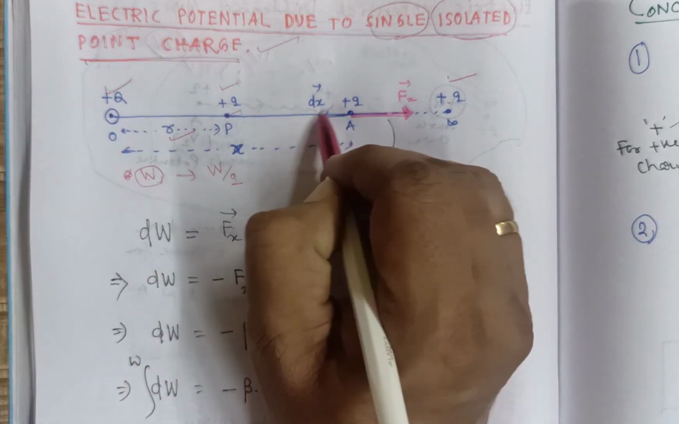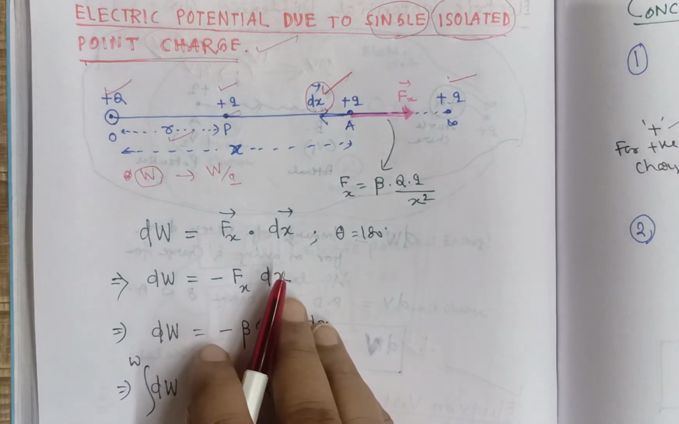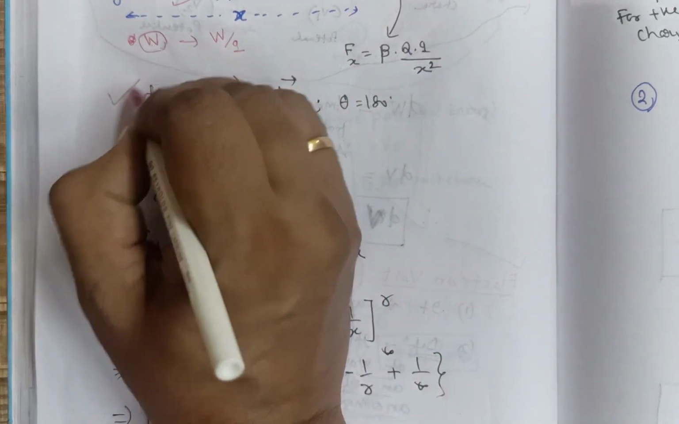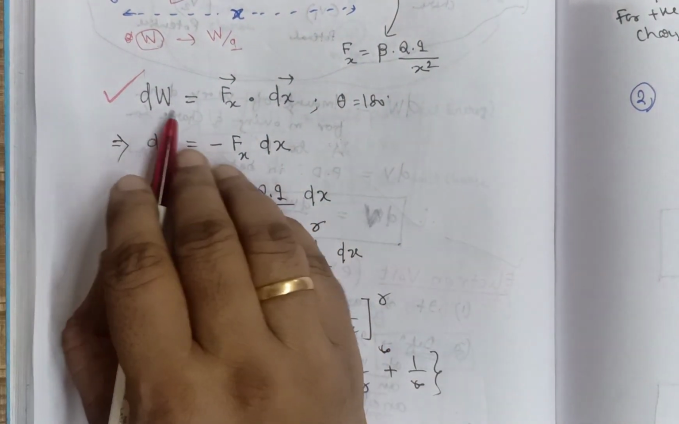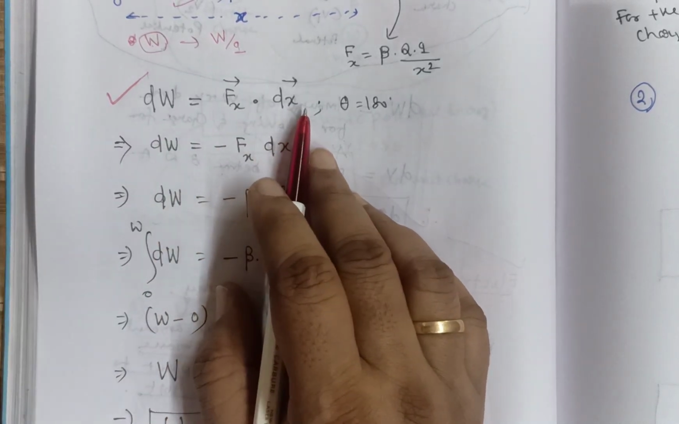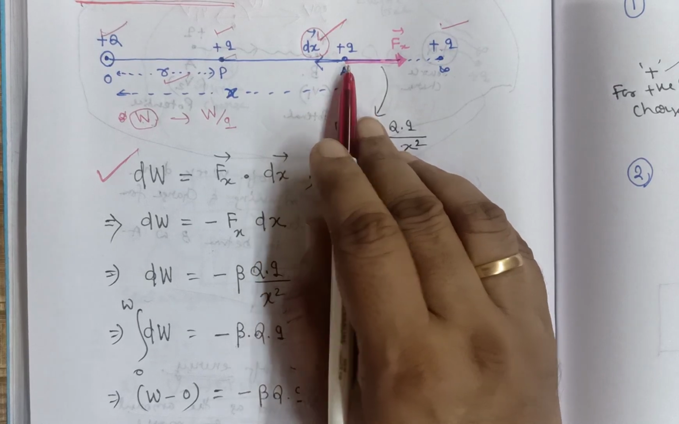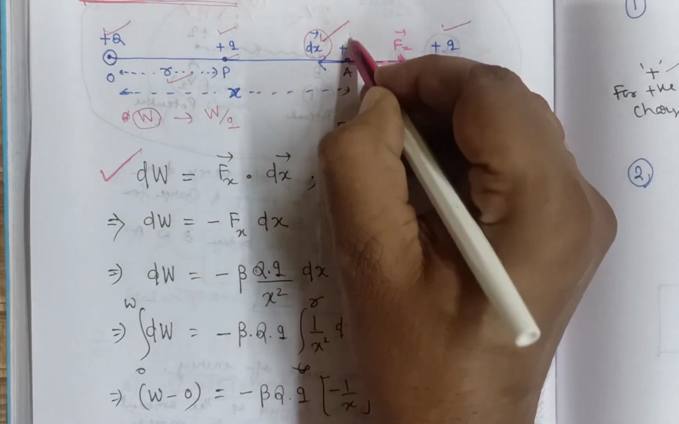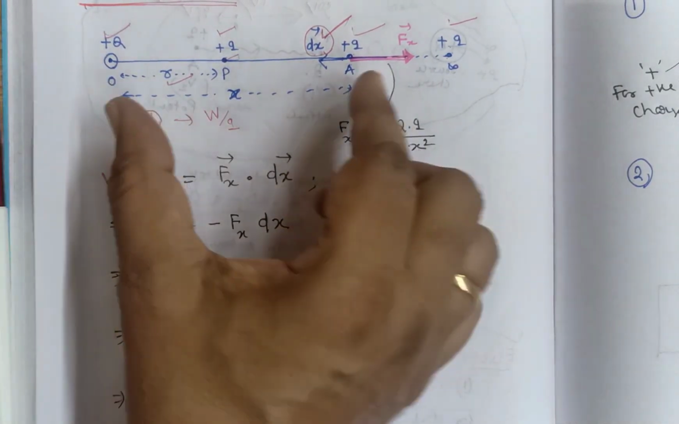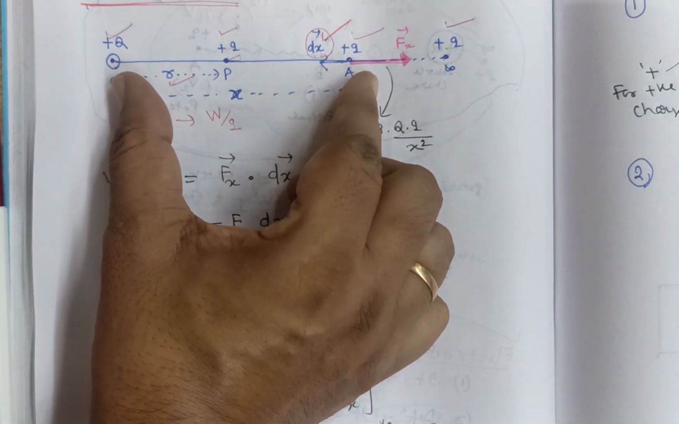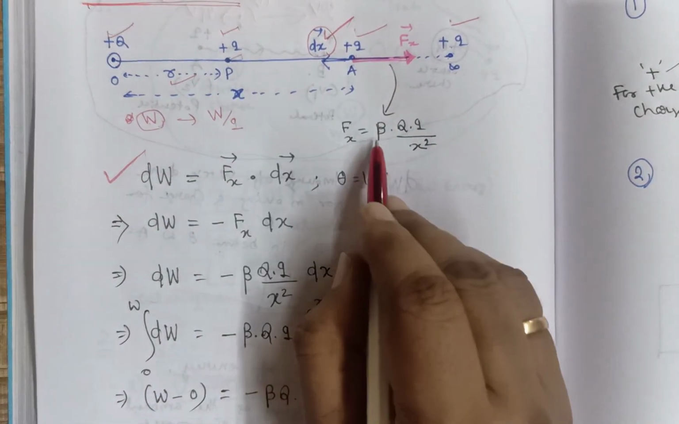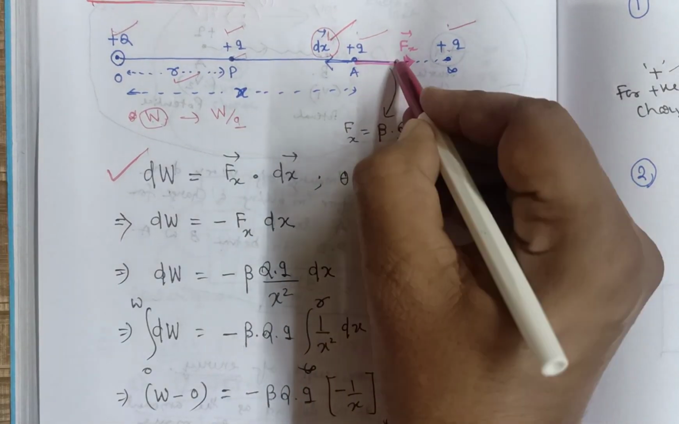First we calculate the work done for displacement dx. So your first expression, you start the derivation from this point, you should remember this. Small amount of work done dW is Fx vector dot dx vector. Fx vector is how much? The electrostatic force acting on this test charge plus q due to source charge plus Q. So you can use Coulomb's force formula. This distance is x, product of the charges is Q into q, and proportionality constant is beta. So this is the force Fx.